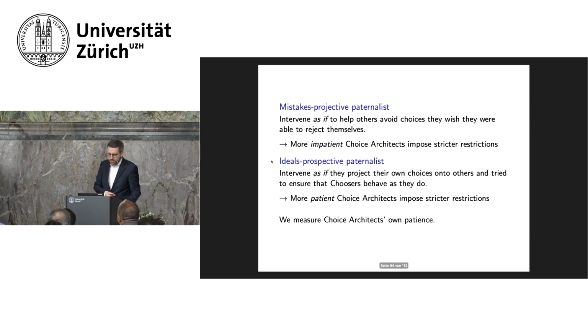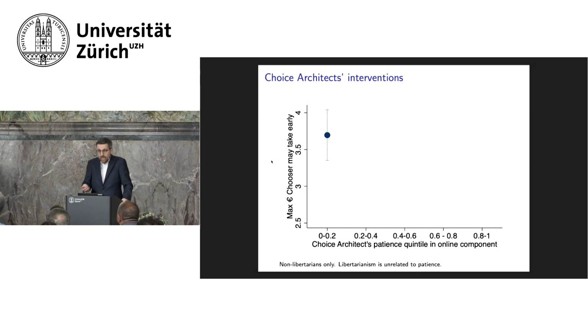Now, to test which of these better describes what people are doing, we measure choice architects' own patience, and then we look at how their own patience relates to their intervention decisions. So I make 5 bins of choice architects. The least patient choice architects are on the very left. The most patient ones are on the very right. On the y-axis, I show you how much money the chooser is allowed to borrow against the future payment. If you allow the chooser to borrow a lot, you don't constrain him. If you allow the chooser only to borrow very little, you do constrain him.